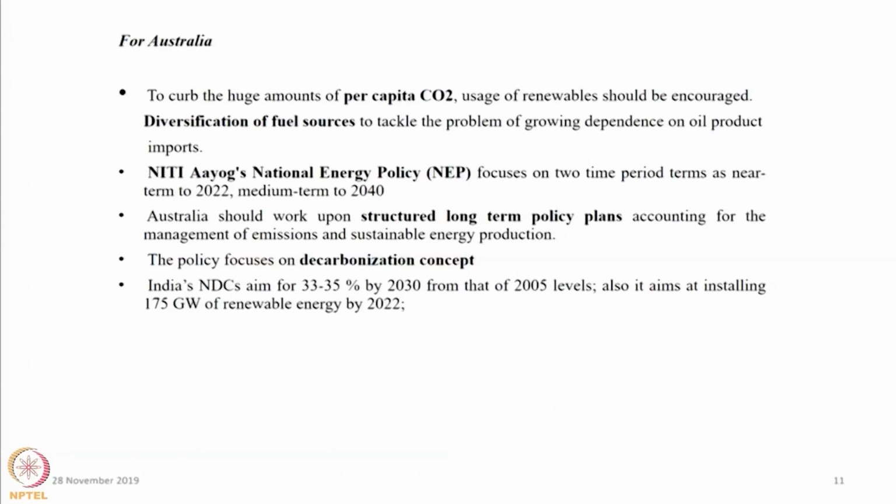Australia should have a structured long-term policy plan like India has. India's NDC is about to reduce CO2 by 33 to 35% in the near future. Australia should take care of the same kind of plans. For example, India is installing 175 gigawatts of renewable energy by 2020, that is our target, and Australia should go ahead with renewable energy in a faster manner.